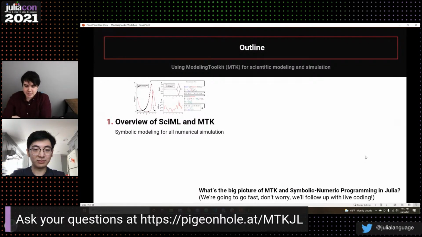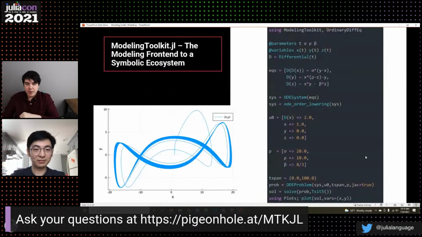So since a lot of people are using it, let's go one step lower. What is the big picture with Modeling Toolkit and symbolic numerical programming in Julia? What does the code look like? What are you actually doing? What kinds of problems does it solve, right?